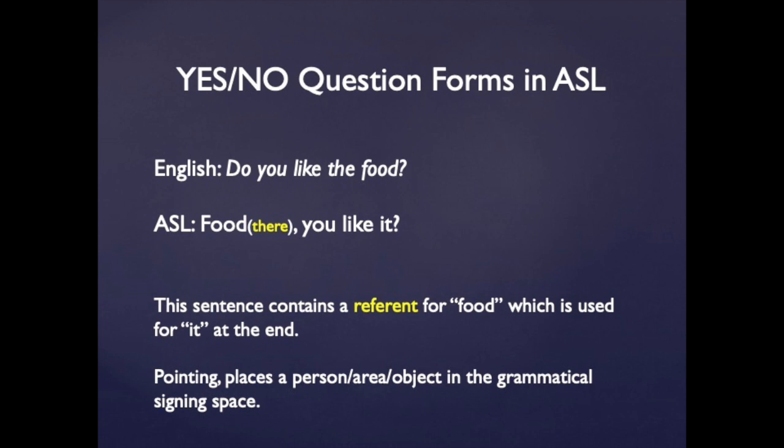So let's see how this looks as we translate the English sentence, "Do you like food?" It is also important to know that ASL does not use articles like a, an, or the. The pointing sign it and the placement in the signing space equates with the idea of an article. Here is an example. The food there. You like it?